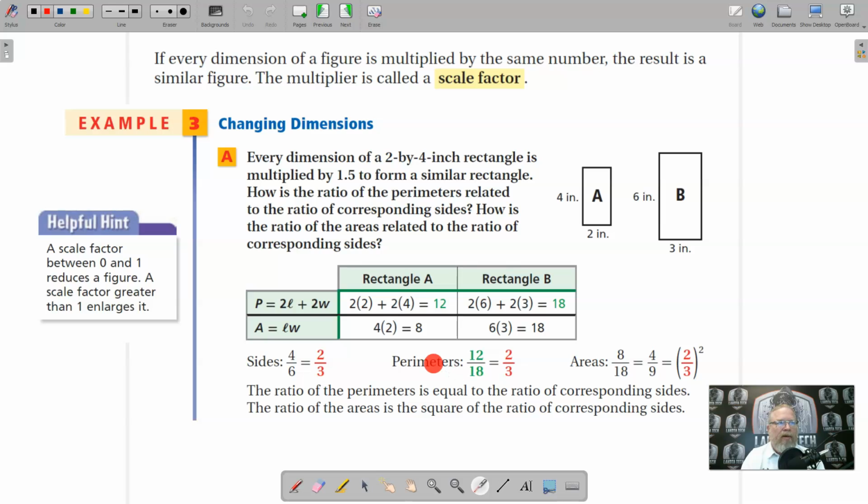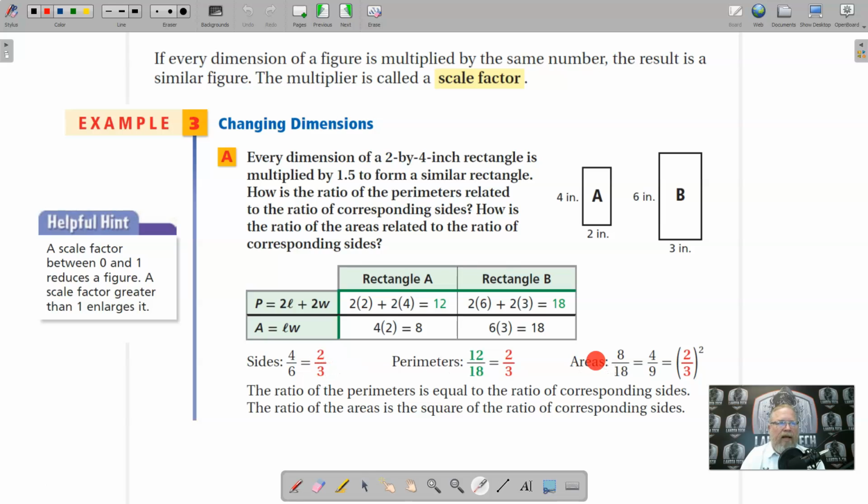Now the perimeter of A is 12. And the perimeter of B is 18. So we're going to set that up as 12 over 18. And notice that 12 over 18 simplifies to 2/3, right? We're going to divide both by 6. 12 divided by 6 is 2. 18 divided by 6 is 3, so that simplifies down to 2/3. So notice that the ratio of the perimeters is the same as the ratio of the sides.